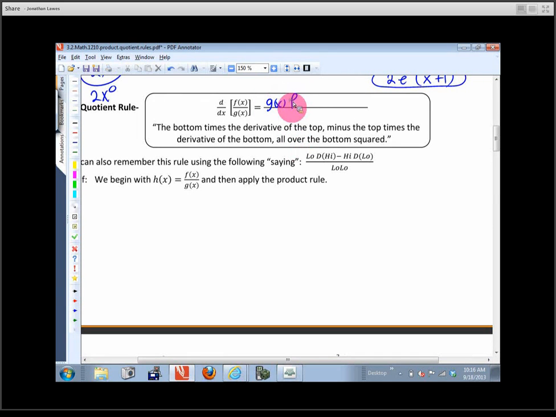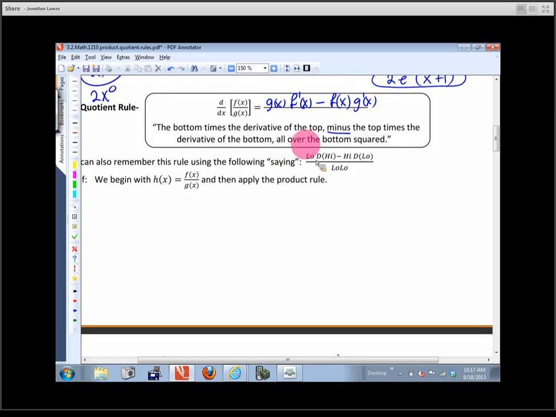The top is f of x, so it's going to be g times f prime of x. Then notice it's got a minus in here. This is not a plus. Many times in math, multiplication is associated with addition and division is associated with subtraction. So it's a minus. Then it's going to be the top, so that's f of x times the derivative of the bottom, g prime of x.